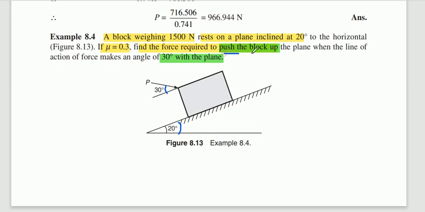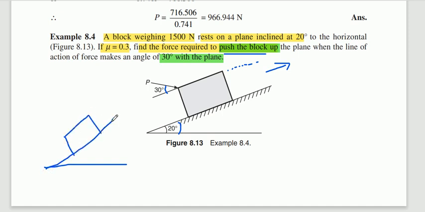Push the block upward means that is the direction of the motion of the block, like this. Therefore the friction force is always acting opposite to the direction of motion. Now you need to draw the free body diagram. First you have to write what is given. Here there are no two conditions, because the problem clearly mentions to find P when the block is moving up. So only one condition: you need to find the value of P.